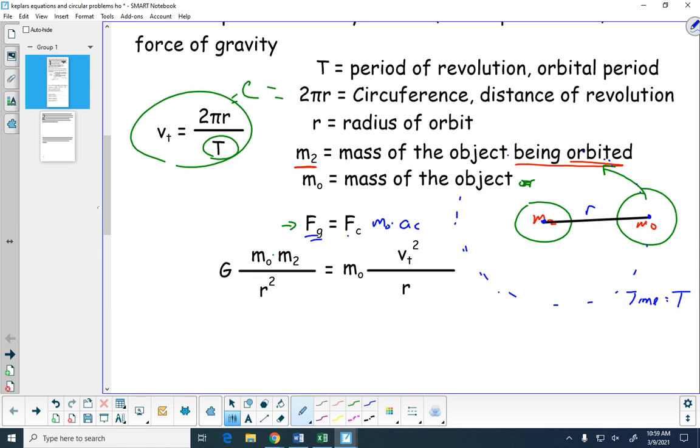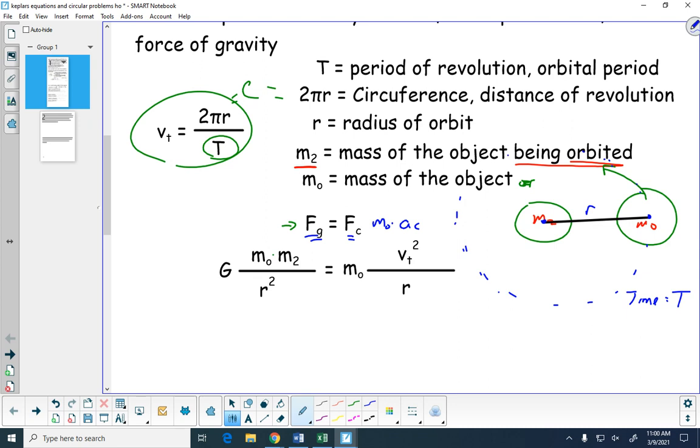This force of gravity is the force that keeps us going in a circular path. Okay, the force of gravity keeps us going in a circular path. So the force of gravity that we talked about yesterday and the centripetal force, which we talked about last week, have to be equal. Well, let's see what happens when these two things are equal.